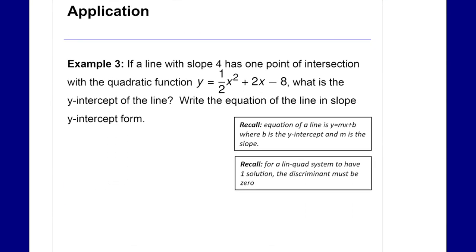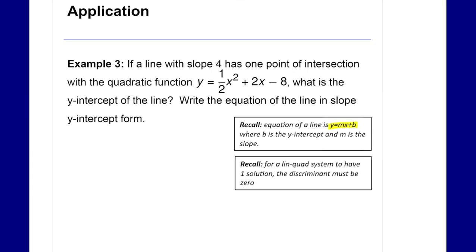The last one is, if we know some of the information, can we figure out some missing information, right? So a line with slope 4 has one point of intersection with the quadratic function y equals 1/2 x squared plus 2x minus 8. What is the y-intercept of the line? Write the equation of the line in slope y-intercept form. Right, so slope y-intercept form is just a fancy way of saying y equals mx plus b.